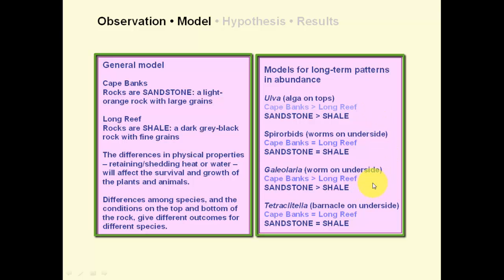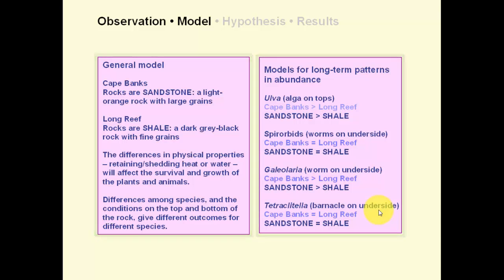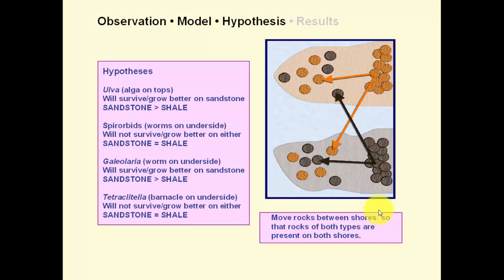Sandstone being grainier might be easier for the worm to attach to. Now for the other species, I should not be expecting anything much to go on because they don't seem to care. They don't seem to mind. Next stage is the hypothesis. So this is where I think about a prediction. And I'm going to do a manipulative experiment. I'm going to change things.